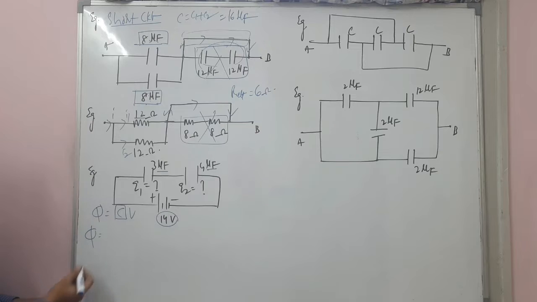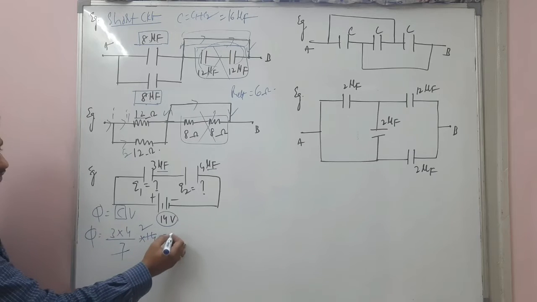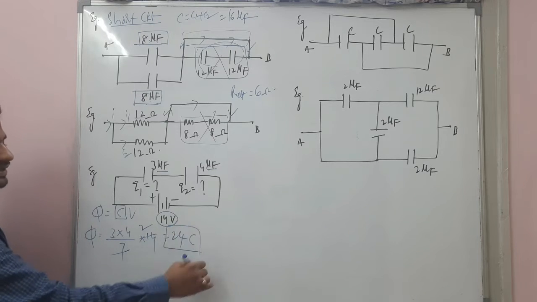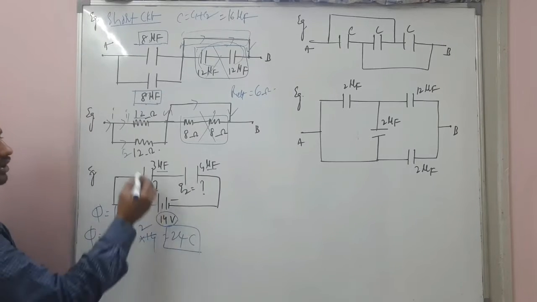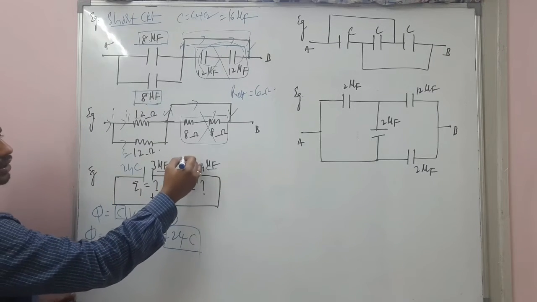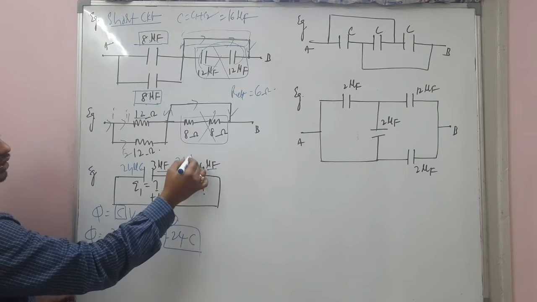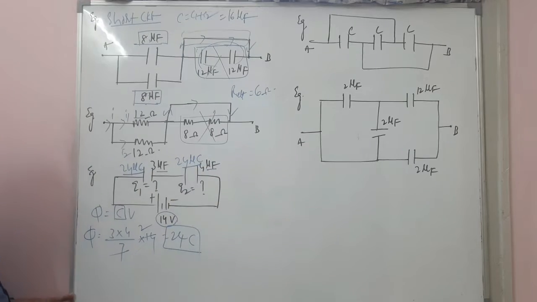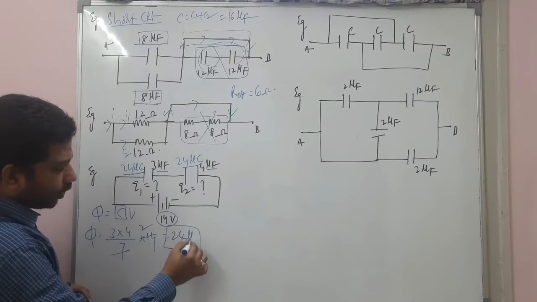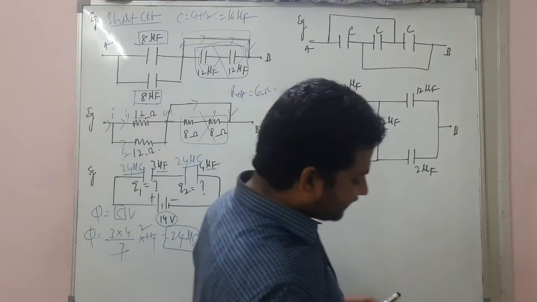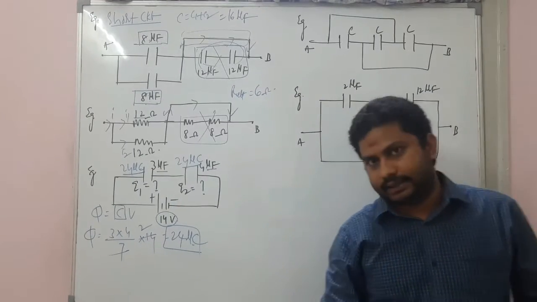So Q is equal to C effective, which is 3 into 4 by 3 plus 4, that is C1 C2 by C1 plus C2, into 14. What is that? 7 twos are 14. So this is 24 micro coulomb. As they are in series combination, the charge on this will be 24 micro coulomb, and the charge on this also 24 micro coulomb. No confusions. 24 micro coulomb, because the capacitance they have given is in terms of microfarad.